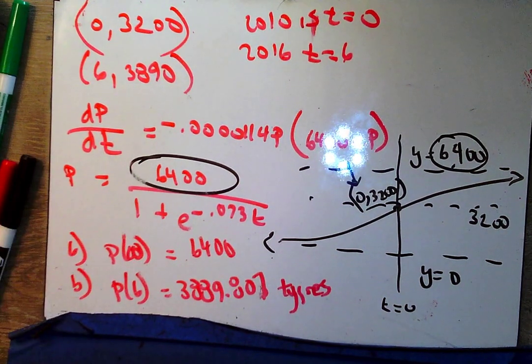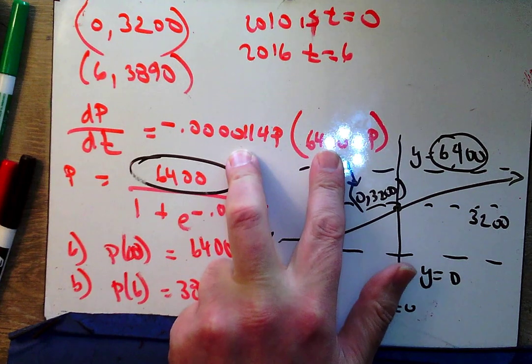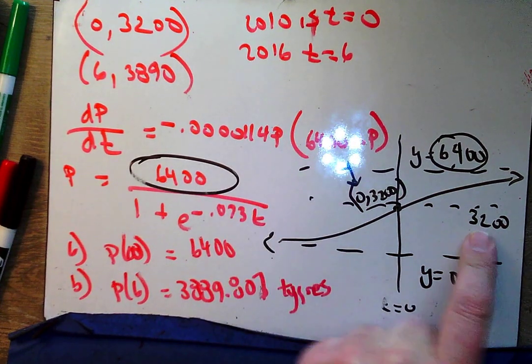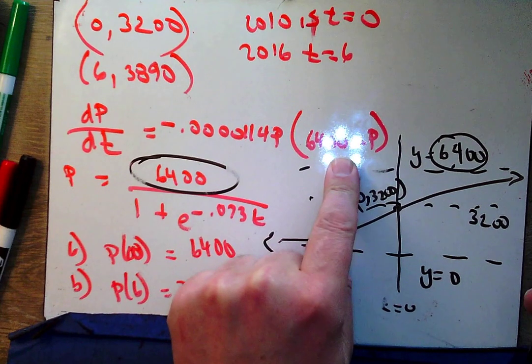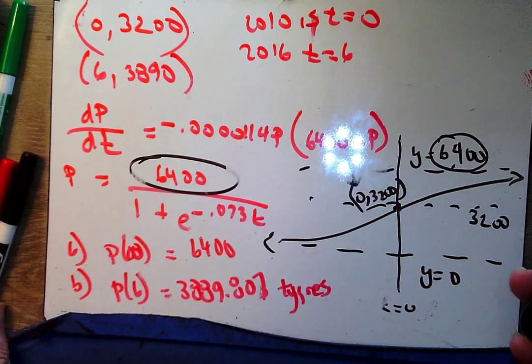Okay, so they want us to determine the rate, and we're using dp/dt. So here's my dp/dt. I'm going to plug in this population here and here. What do I get? 6,400 minus 3,200 is 3,200. And then 3,200 times negative 0.000114. Okay, and I'm multiplying that times the 3,200 here.